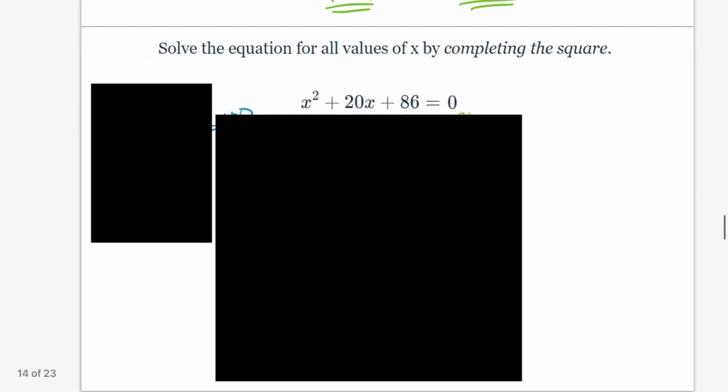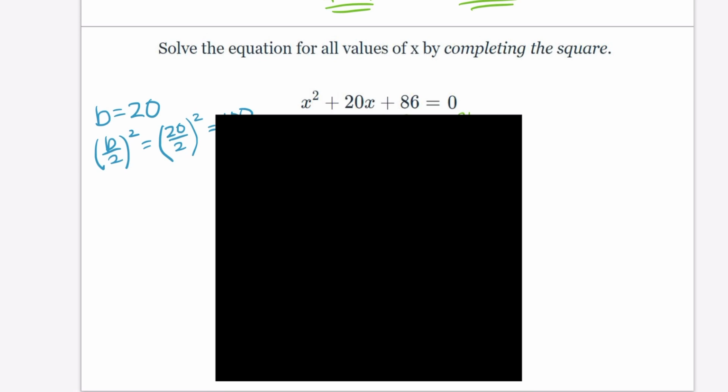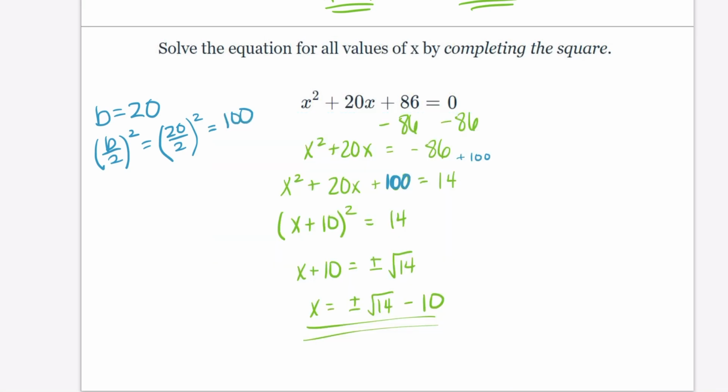Here's another example. Pause it, give it a try, hit resume when you're ready to see. All right, here are the terms. You can kind of see I just wrote out the b equals 20, getting you started there. Half of 20 is 10, 10 squared is 100. So you should be adding 100 to both sides. And here's the rest of the work so you can see. Got x equals positive or negative square root 14 minus 10.